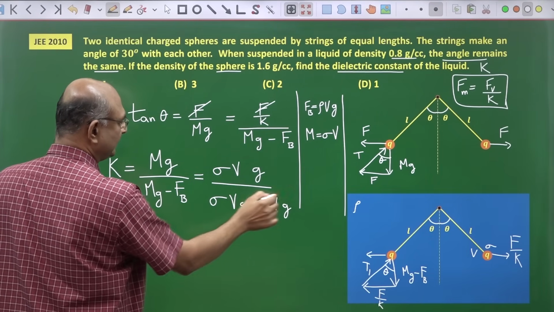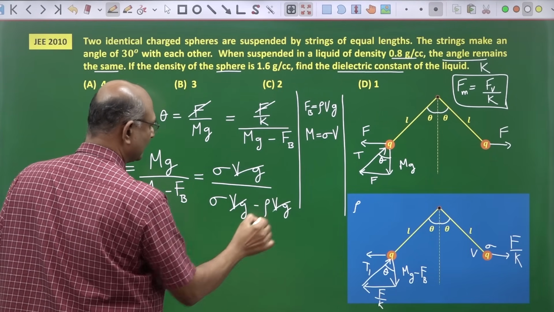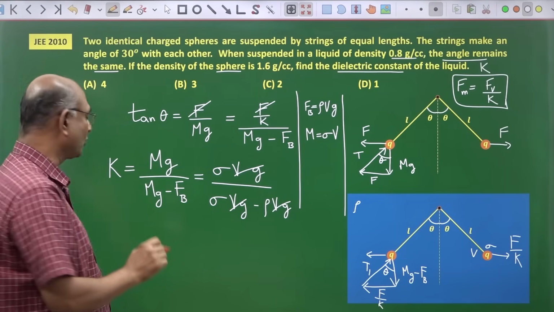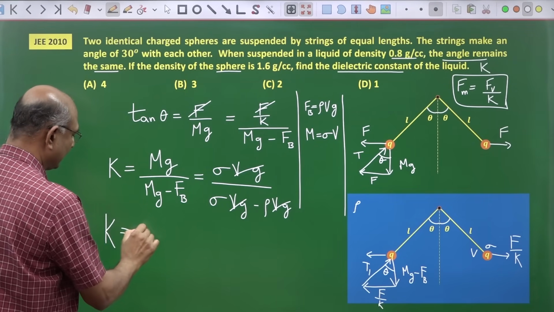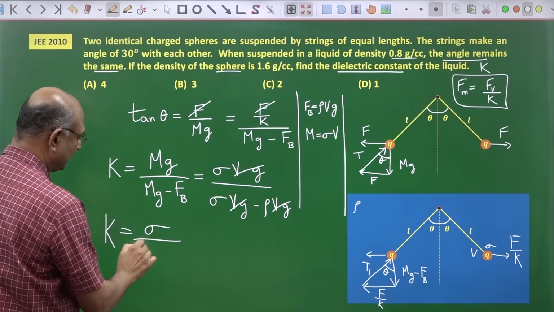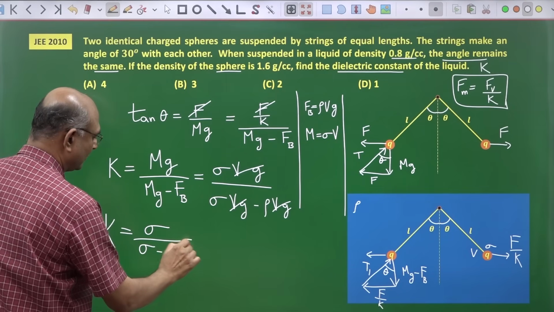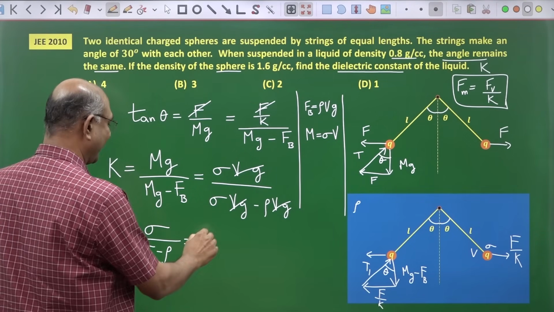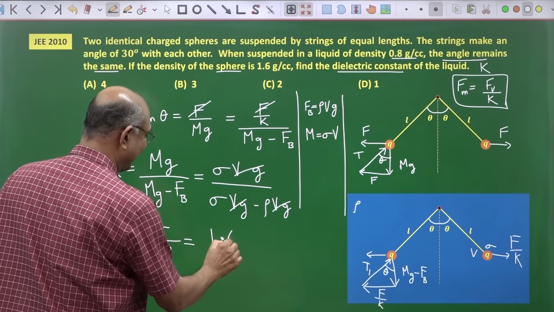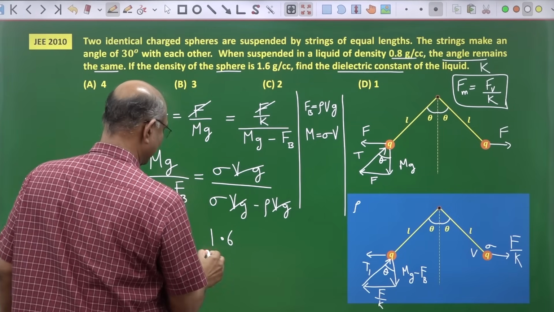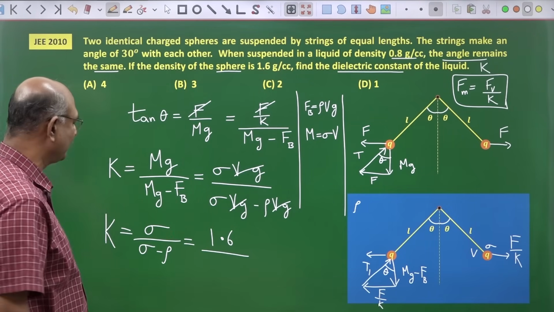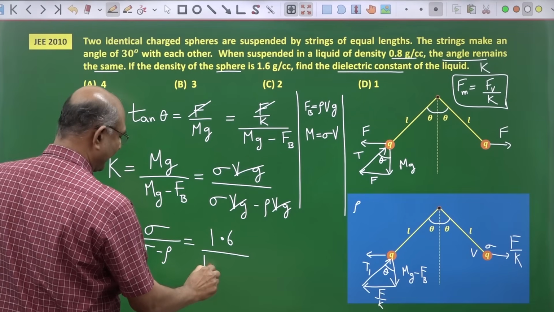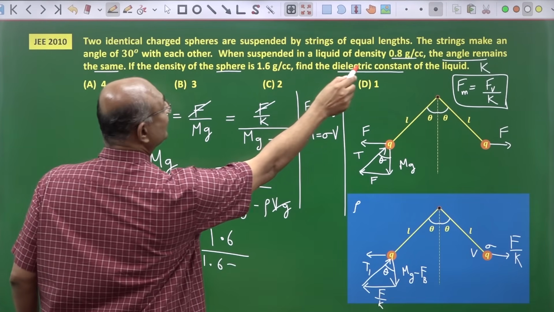So Vg we can cancel. So we get sigma by sigma minus rho. So what is K? Sigma by sigma minus rho. What is sigma? Density of the sphere, which is 1.6. Everything now I can write in terms of grams per cc because everything is a ratio, so you don't need to worry. Sigma is 1.6 minus rho is how much? 0.8.